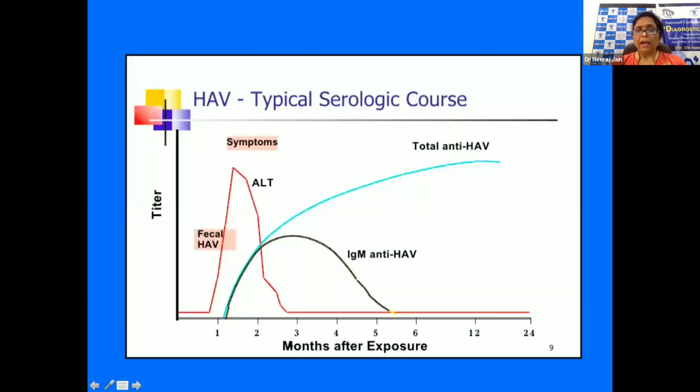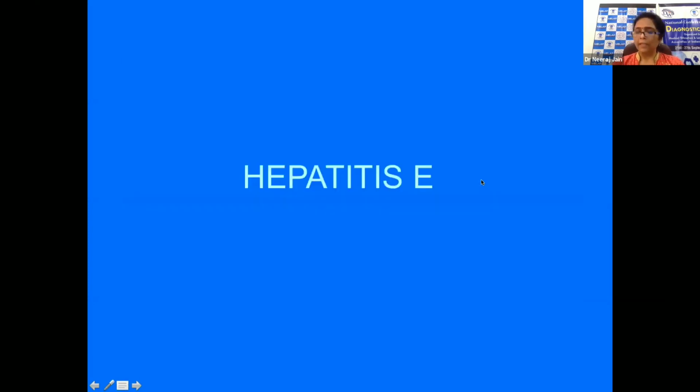This is a typical graph. In acute hepatitis, in the symptomatic phase, the IgM variety of HAV comes and comes down, and total anti-HAV stays for life. So if we want to say that this particular person was infected by hepatitis A, we just get a total anti-HAV done. 80 to 90% of our Indian population, by the age of 20, become positive for this.